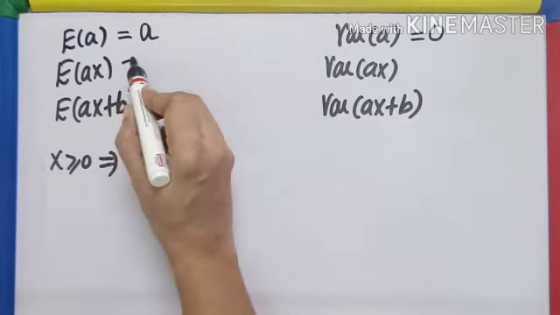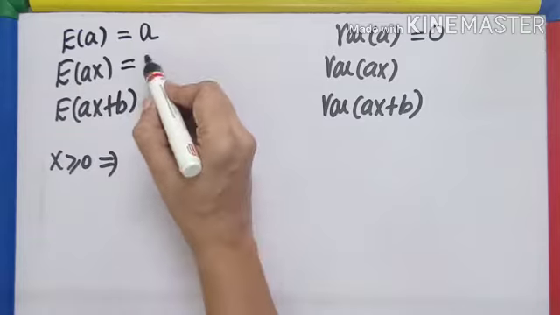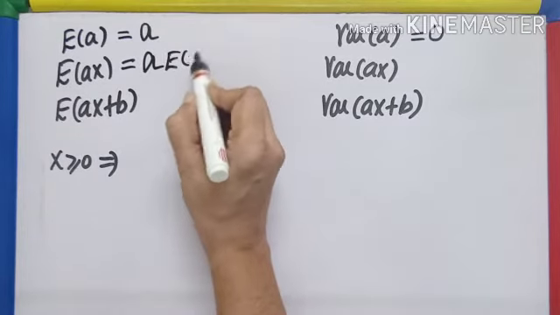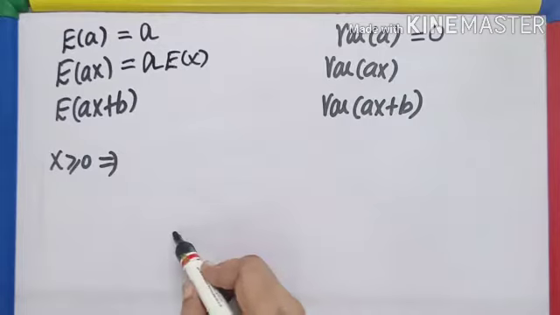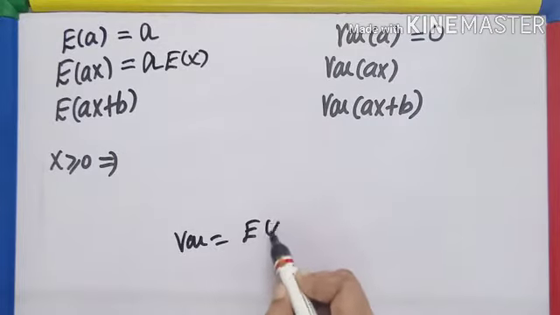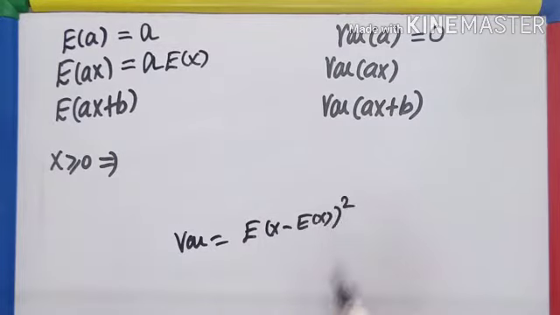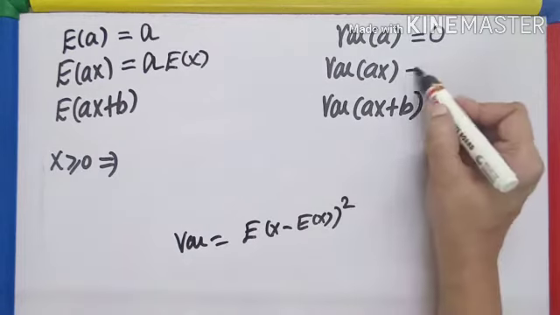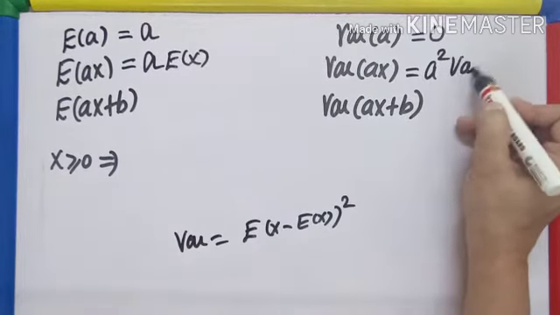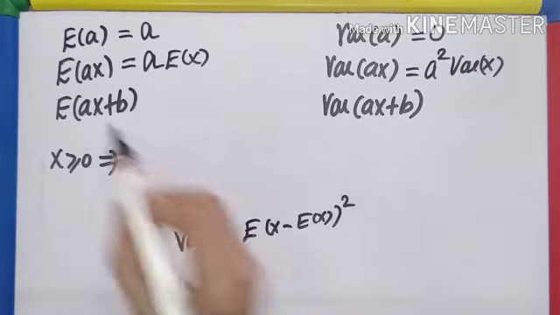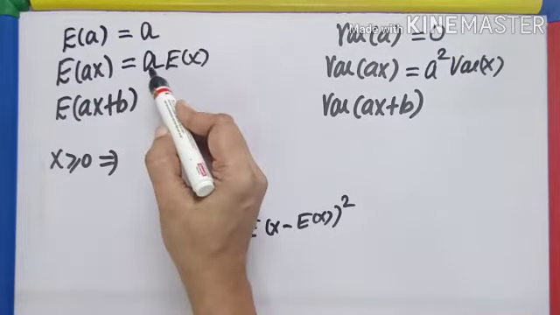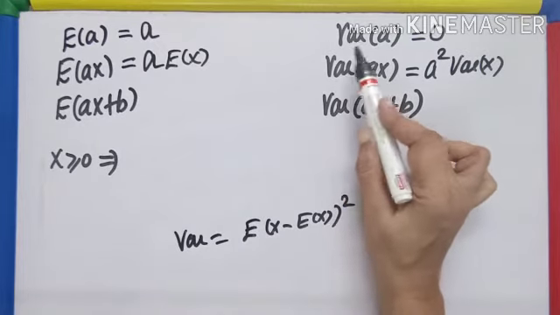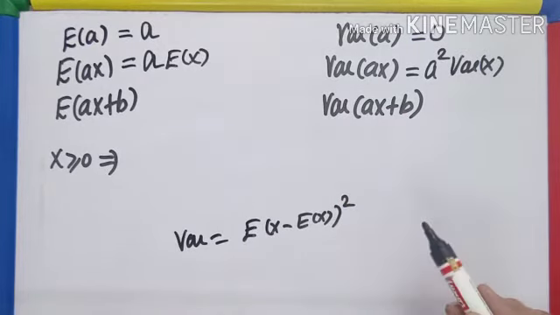The next idea, E of Ax. Keep A as it is into E of x. But in variance formula, we have E of x minus E of x the whole square. So if I put A, that A will come out with square. So my answer will be A square variance of x. In expectation, A comes as it is out. In variance, A comes out as A square variance x because of this very definition.